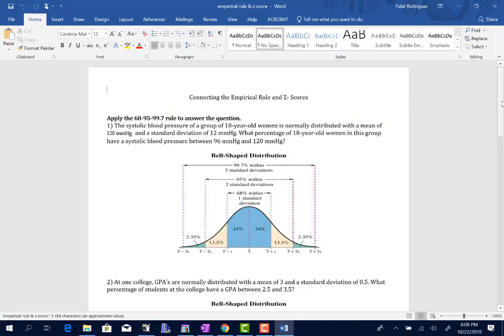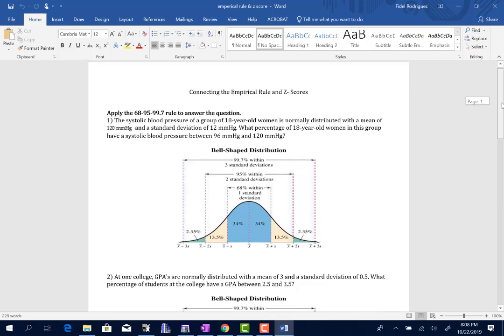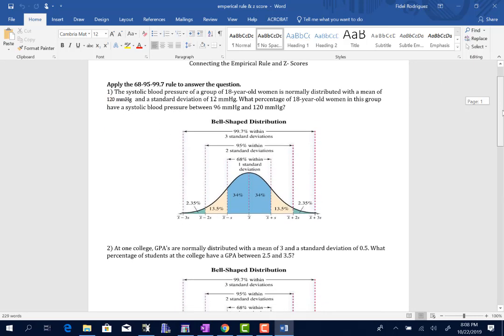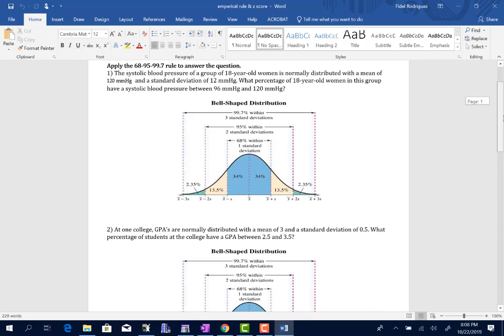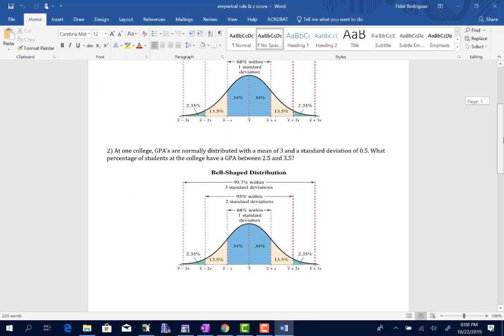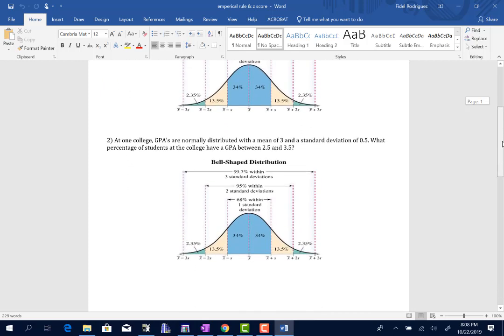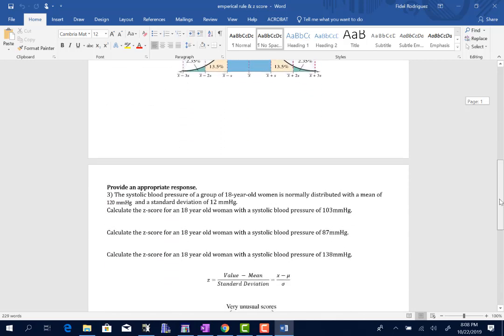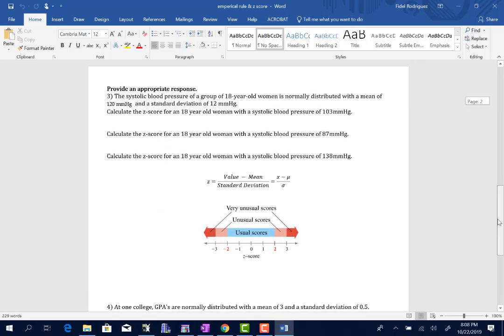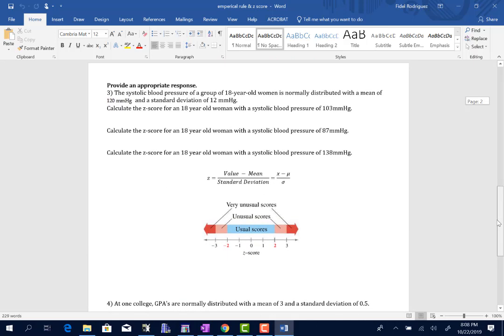Okay, so do you remember when we did this problem here? Okay, here we go, blood pressure. And we said, what percent of 18-year-old women in this group have a systolic blood pressure between 96 and 120? Do you remember doing this in class one day, guys? A couple of weeks back, right? And then we looked at the same thing for college GPAs. We did this right before we took the first test. And then we did the same kind of thing. We were finding the Z-scores.